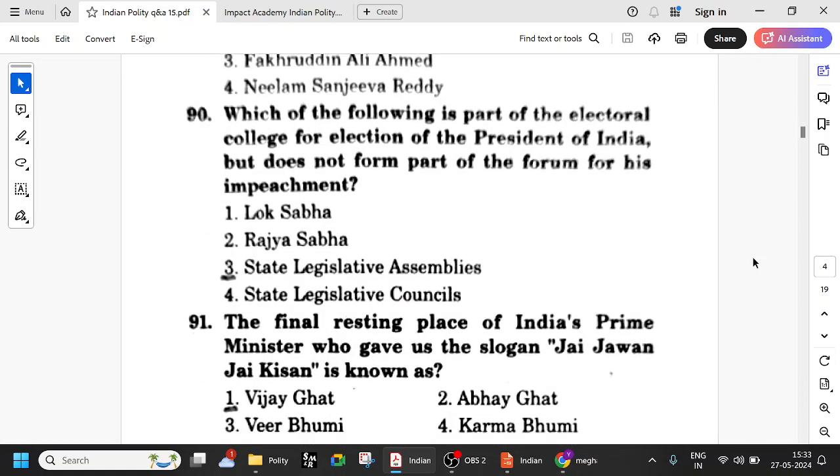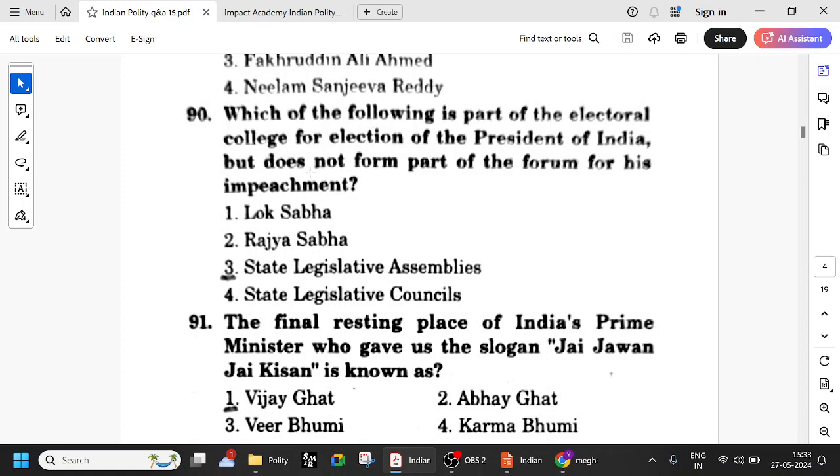So which of the following is part of the electoral college for election of the president of India, but does not form part of the forum for his impeachment? So we have already discussed the president. When it comes to election of the president, all the elected members, not nominated, all the elected members of Lok Sabha, Rajya Sabha, State Legislative Assemblies, councils, union territories, everything. Wherever there is an elected member, he takes part in the election of the president.